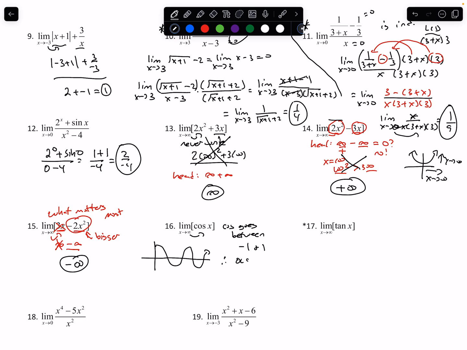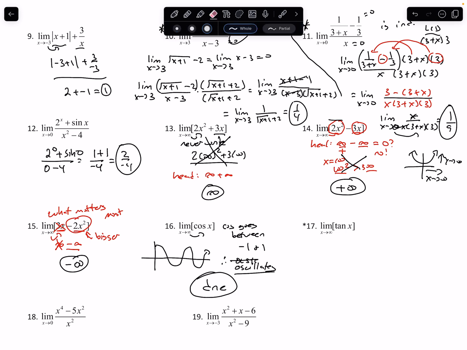So therefore, we say that this oscillates. If something oscillates, we just say it does not exist. Therefore, the limit doesn't exist. It's not approaching anything. It's just bouncing back and forth between two ideas. It never approaches anything because that's what a limit does. It has to approach a number. And something that oscillates never really approaches a number.